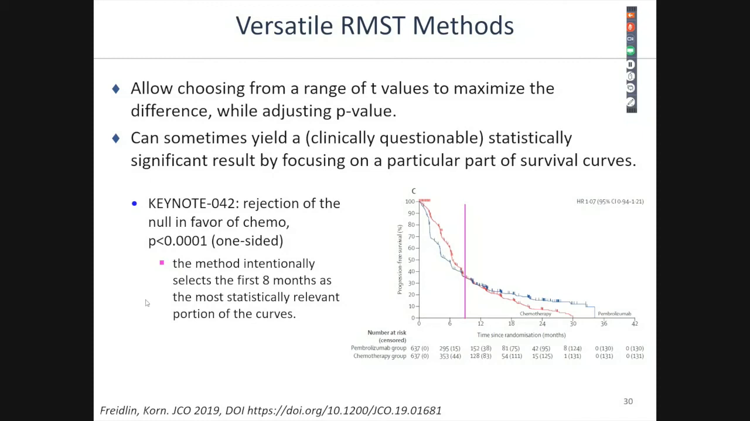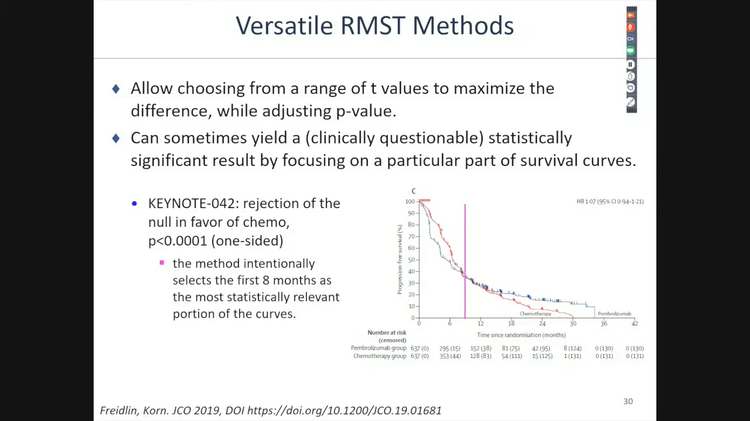Frieden and Korn in this paper actually applied this method to the example of pembrolizumab and chemotherapy, and they discovered that they got a very significant p-value in favor of chemotherapy using a one-sided test. And the reason was that this versatile procedure actually selected the first 8 months as the most statistically relevant portion of the curves. So the procedure automatically, in a sense, focused on these early differences, right? And hence selected chemotherapy as the better of the two treatments, clearly leaving out of the picture the late differences.